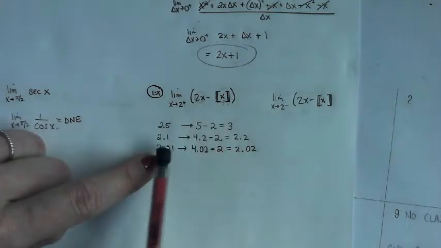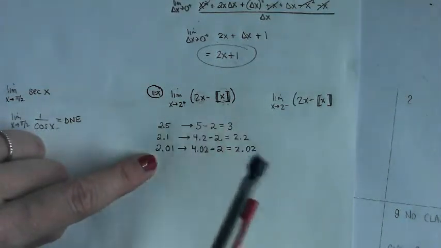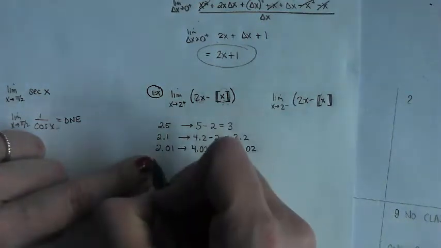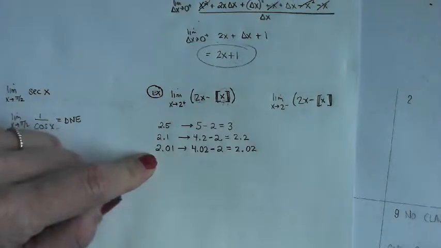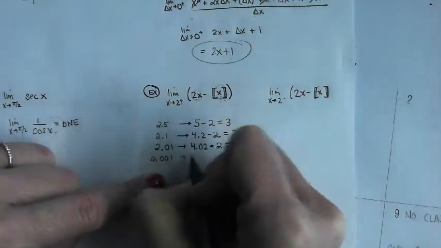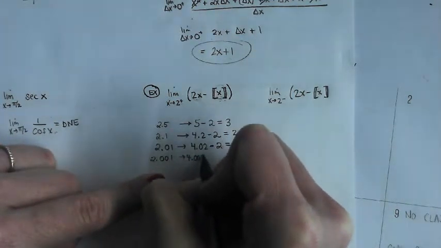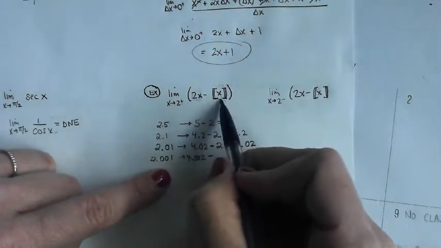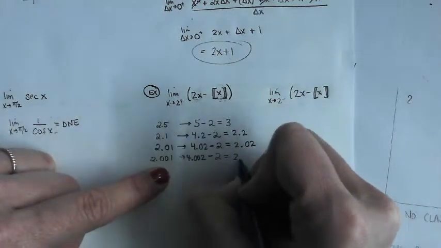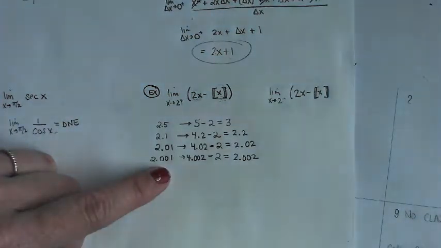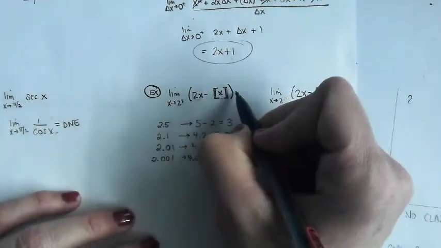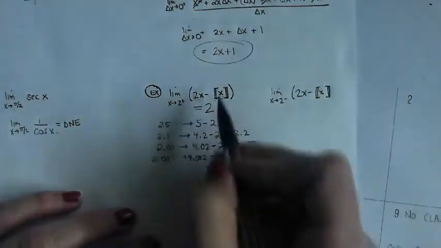Or do you want to plug in something even closer to 2? Or are you sold on what the limit is approaching? It's probably just 2. If you want, sounds like you're confident, but maybe one more check would be peace of mind. 2.001 would be 4.002 minus the greatest integer function on 2.001, which is just 2, and that gives us 2.002. Yes? Okay. So the answer coming from the right is 2.